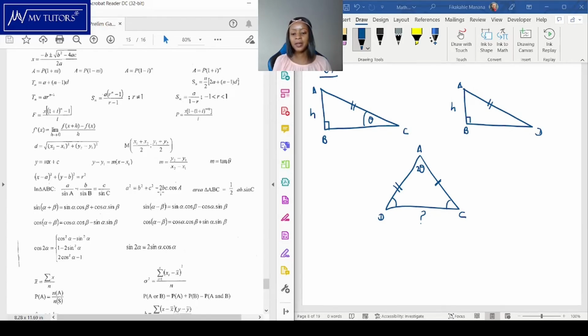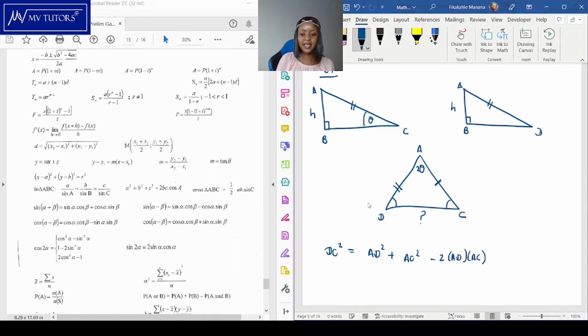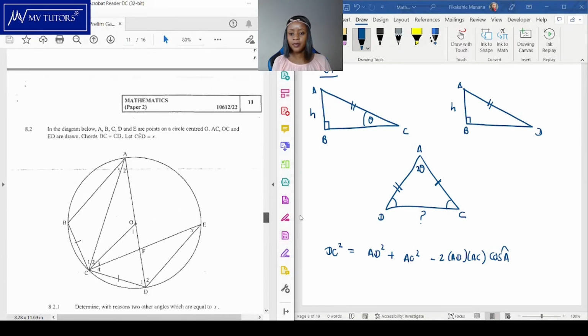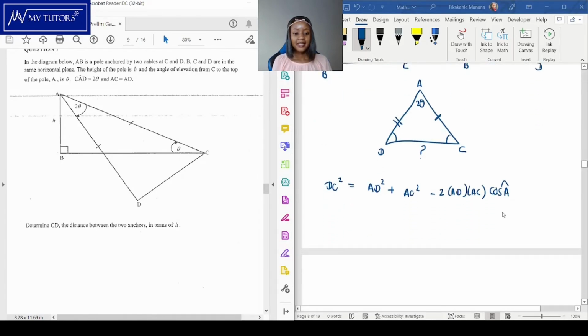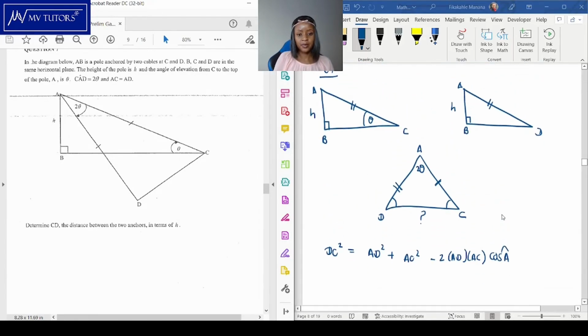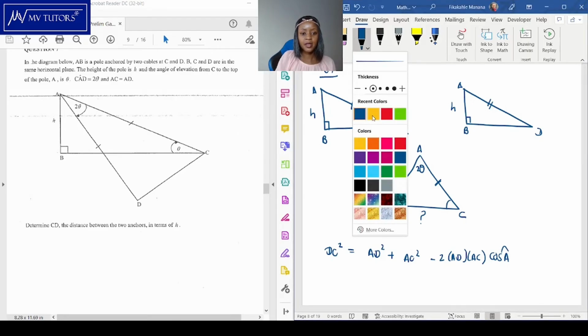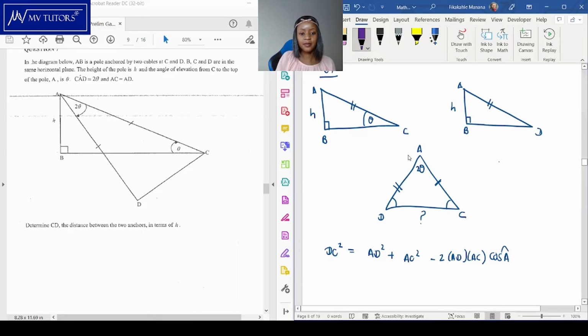So I will say DC squared is equal to AD squared plus AC squared, and then we subtract 2 times AD times AC times cos A. In this case, yes, it is cos A. So that is the cos rule. Now, let's see what we can do. Somewhere in your sheet, you will focus on this formula.